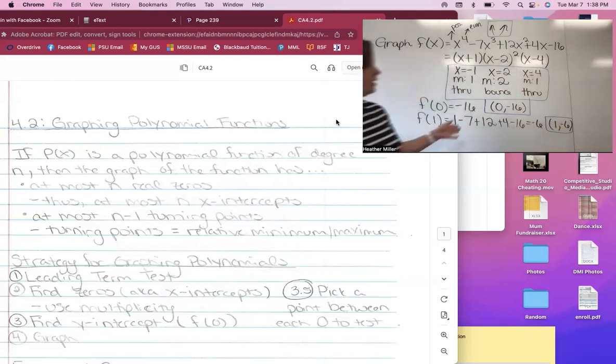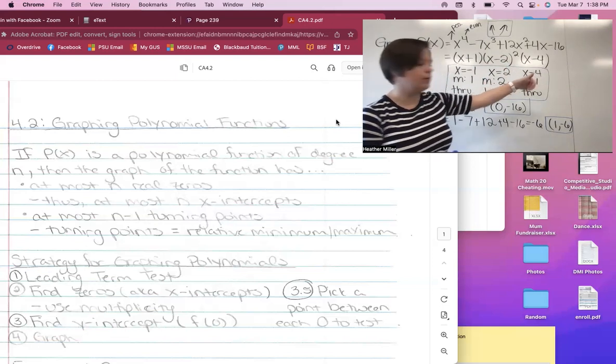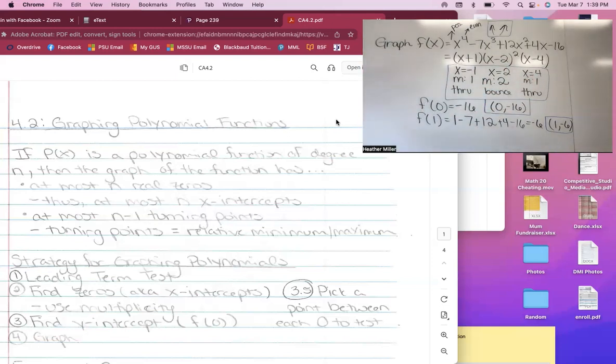And then I'm going to pick a point between 2 and 4 to test as well. Bet you can guess which number I'm going to pick. I'm going to pick 3. Again, let's keep it as simple as possible. This one's going to be a little bit bigger though, because we have 3 to the 4th. 3 to the 4th is 81.